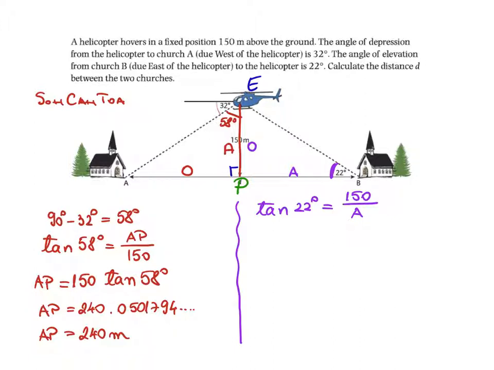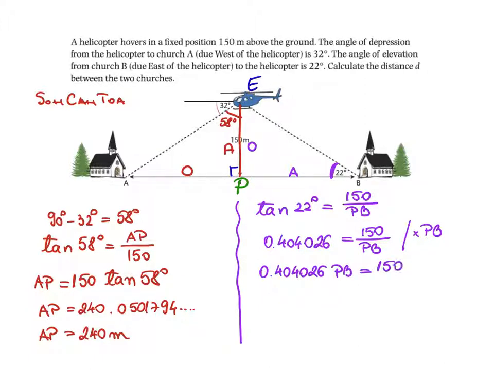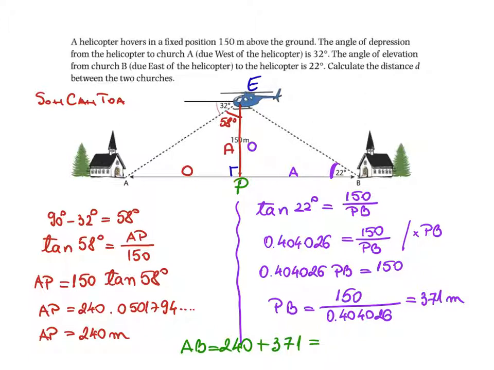So let me not call it A, let me call it PB, because I have a letter A, so it must be confusing. PB is a side from P to B. I will find tan 22 with my calculator. So I get 0.404026 to six decimal places equals 150 over PB. I multiply both sides by PB, so I get 0.404026 times PB equals 150. So PB equals 150 divided by 0.404026, which gives me 371 meters, let's say to the nearest meter. So overall, the distance between the two churches to the nearest meter is 240 plus 371, which gives me 611 meters.